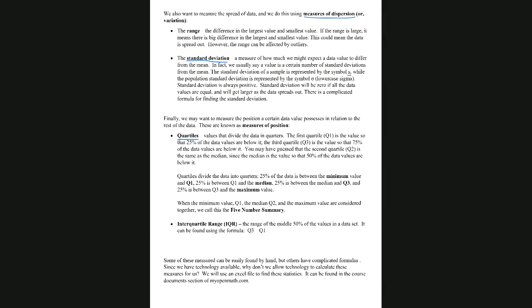In the third quartile, that means 75% of the data values are below it. And the second quartile is 50% of the data values. And that's the same. The second quartile is the same as the median, since the median is the value so that 50% of the data is below it and 50% is above it.